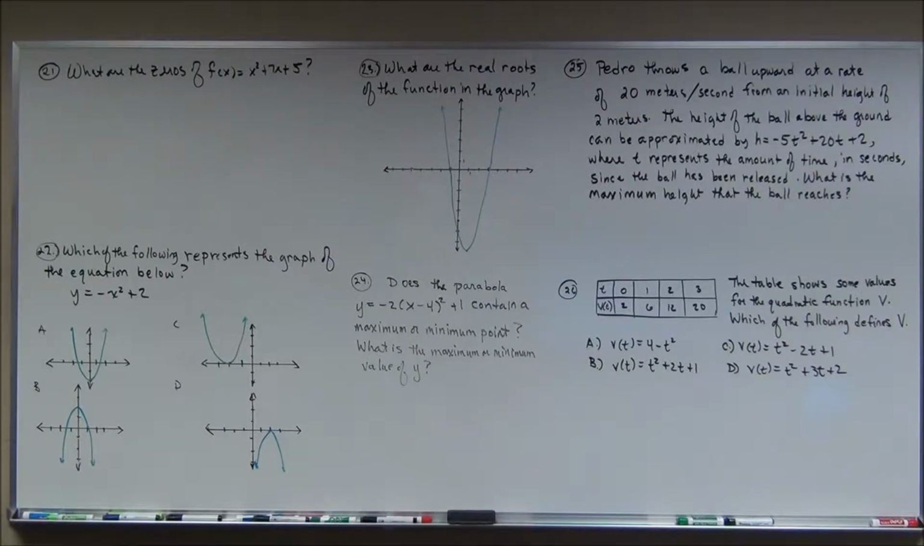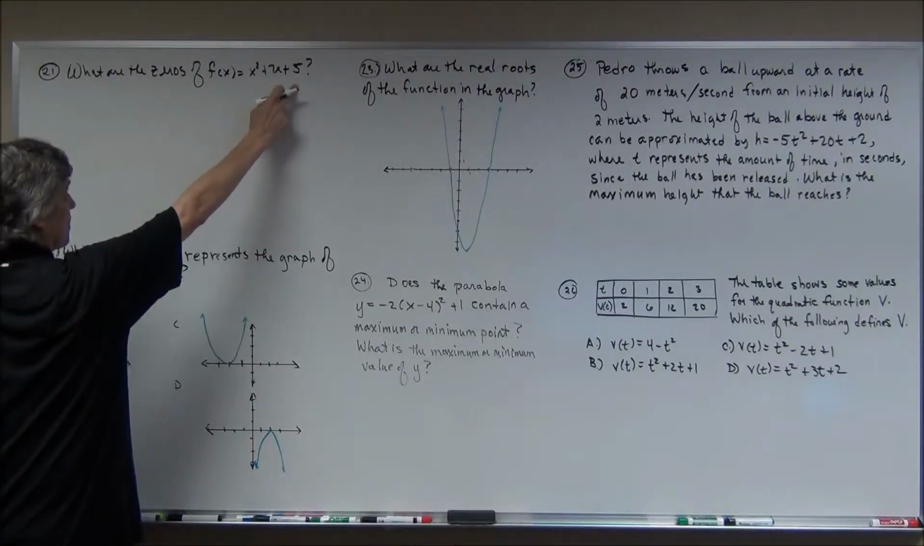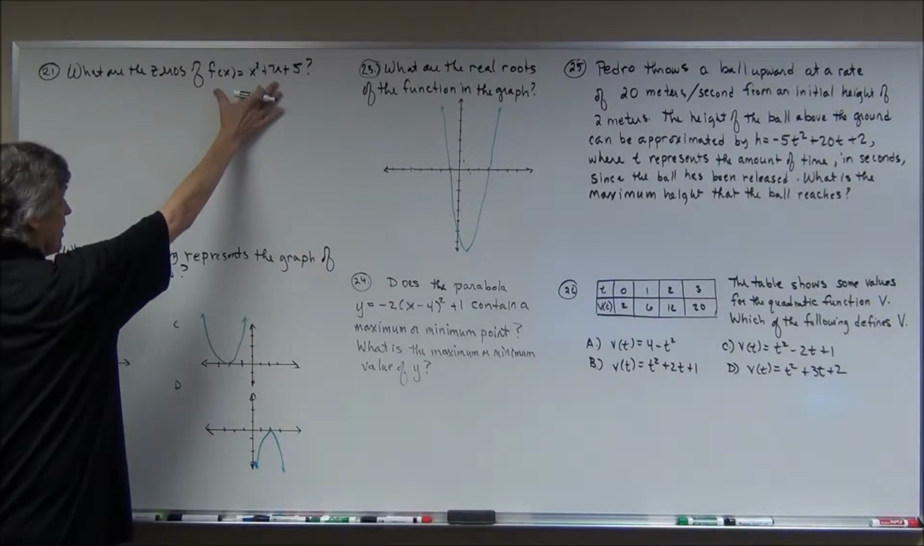All right, we're going to pick up where we left off. We're at problem number 21. Problem 21 is asking for the zeros of the function f of x equals x squared plus 7x plus 5. Now this is a quadratic function.